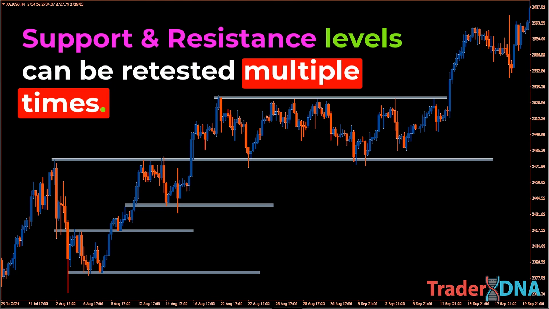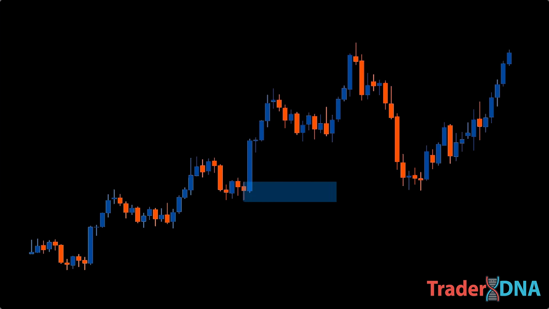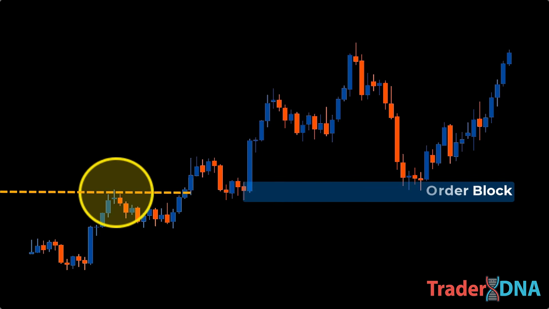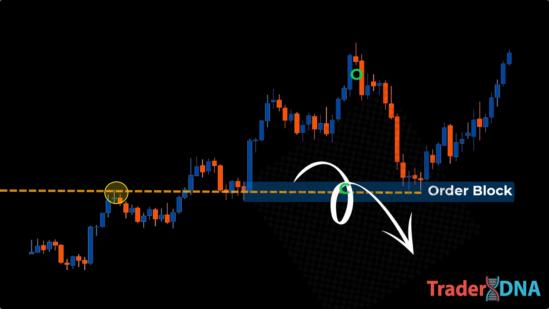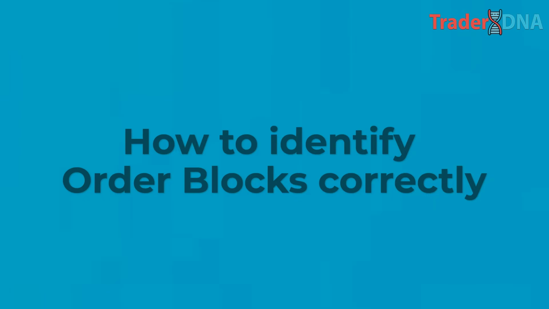Although order blocks and support resistance are different, they can be used together. For example, if an order block forms at the same time the price is near a resistance level, this is called a confluence. Finding a setup with confluence is ideal because the price has a higher chance of reacting to that area. Before we can start trading with order blocks, we need to know how to identify them correctly.